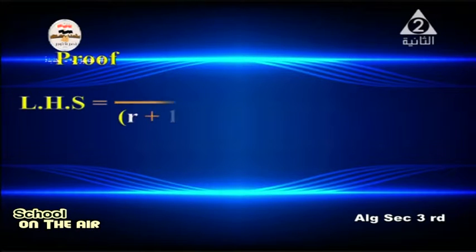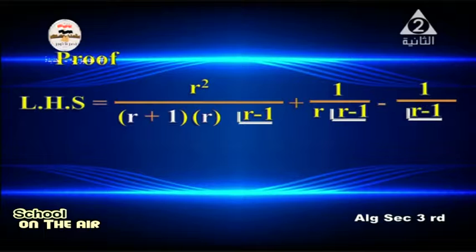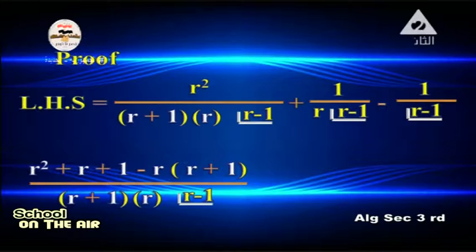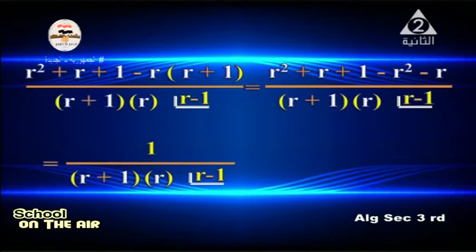Look at, my dear student, the left-hand side: r squared over factorial r plus 1 equals r plus 1 times r times factorial r minus 1 in the denominator, plus factorial r minus 1 over factorial r minus 1. Look at the common denominator, factorial r minus 1 times r plus 1. And we simplify the numerator. Therefore, we deduce that, my dear student, the left-hand side equals 1 over r plus 1 multiply r multiply factorial r minus 1, or 1 over factorial r plus 1.